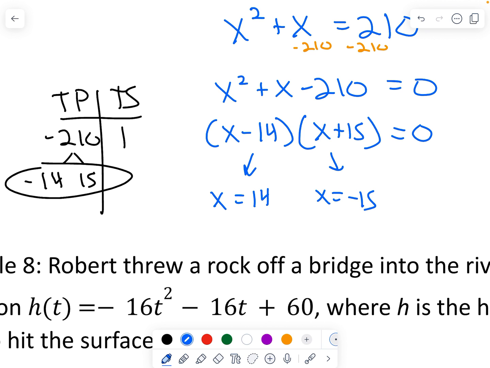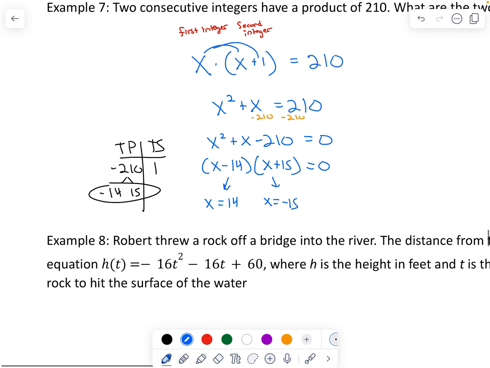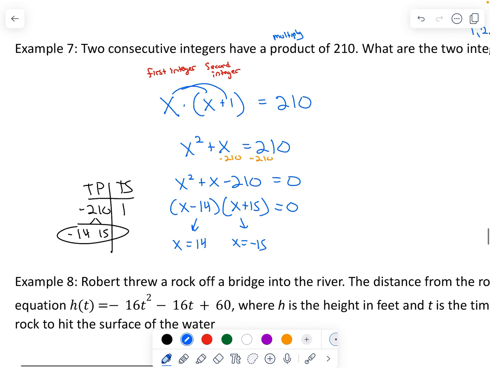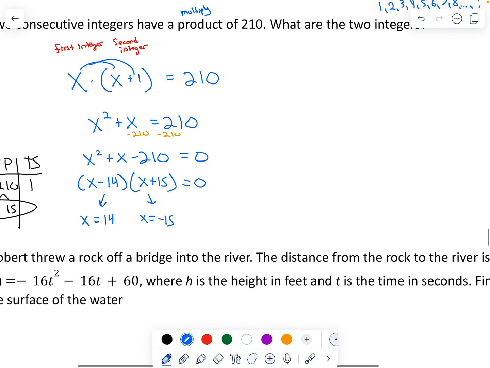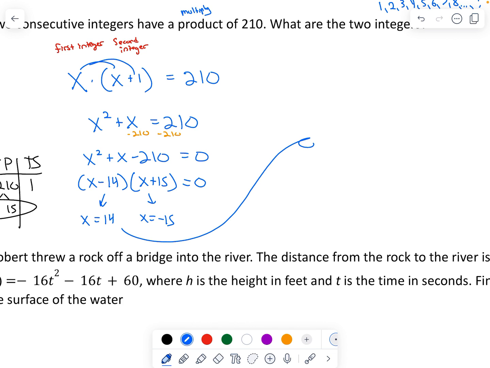Well, now hold on just a second. Those two numbers don't meet the criteria of the problem. The problem said two consecutive integers have a product of 210. I already figured out what two numbers have a product of 210 that are consecutive, meaning back to back. The numbers were 14 and 15.